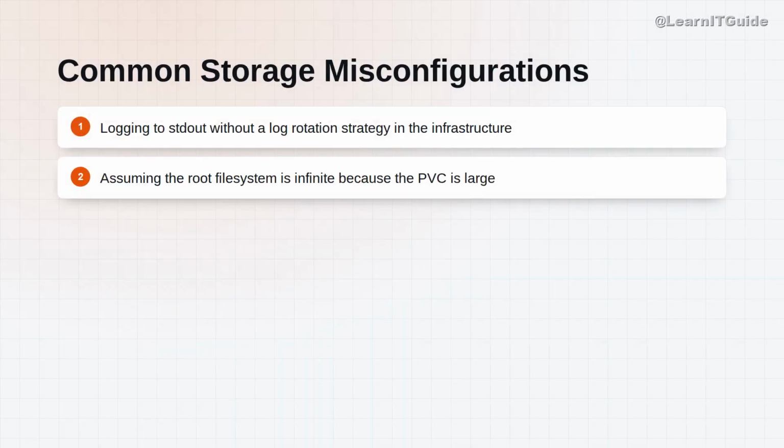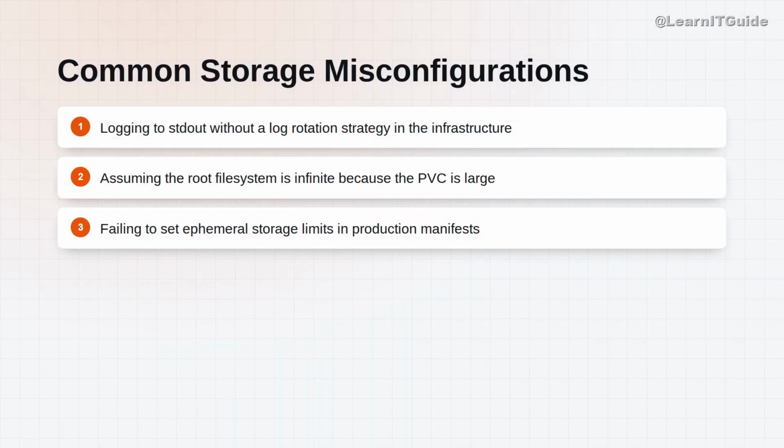Let us talk about the mistakes I see most often. First, logging into standard out without a log rotation strategy. If your cluster is not configured to rotate container logs, they will fill up the node disk. Second, assuming the root file system is infinite. It never is. You must always account for it. Third, failing to set ephemeral storage limits. If you don't define them, you have no control over how much space a single pod can hog.